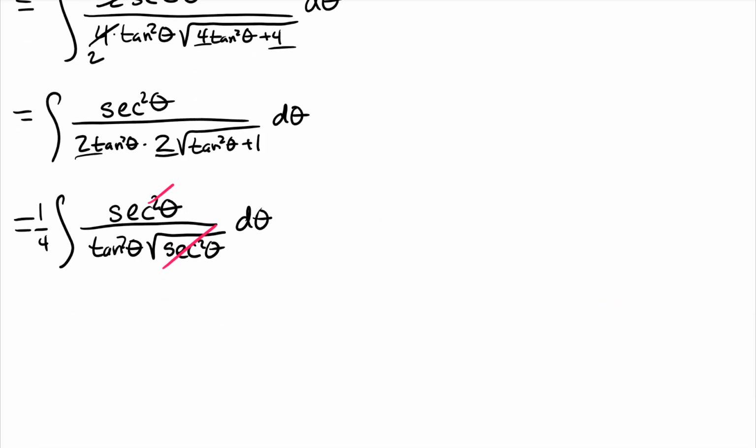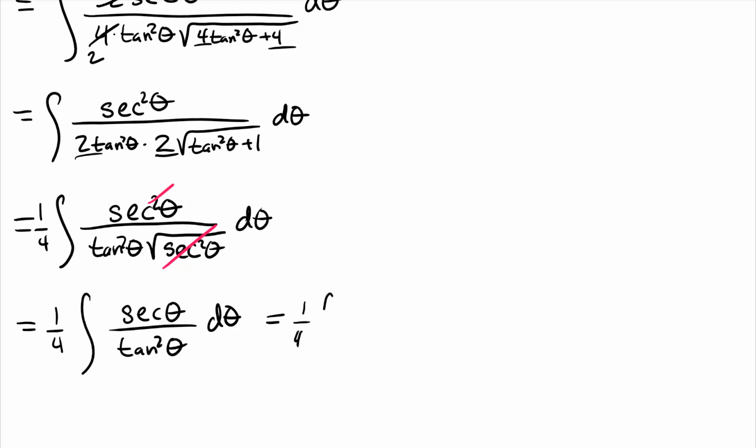Now let's keep rolling. We're almost there. We're almost done. The integral of secant of theta over tangent squared of theta d theta. Now at this point, I'm guessing sines and cosines is going to be the best way of going about this. I don't want to deal with all this nonsense. So the 1/4 times 1 over cosine of theta, and then we're going to multiply by its reciprocal.